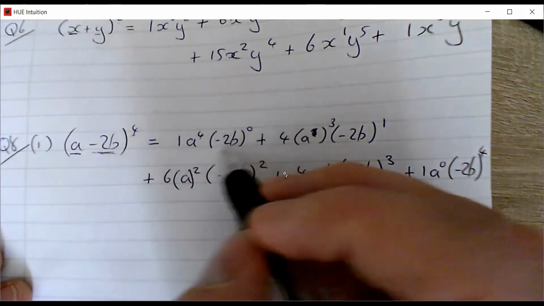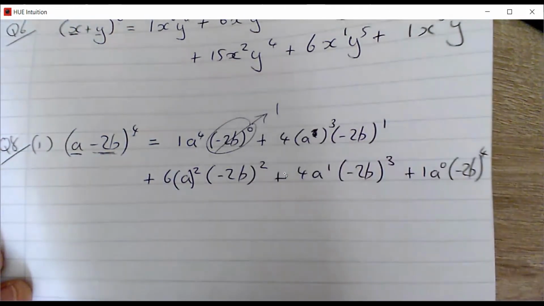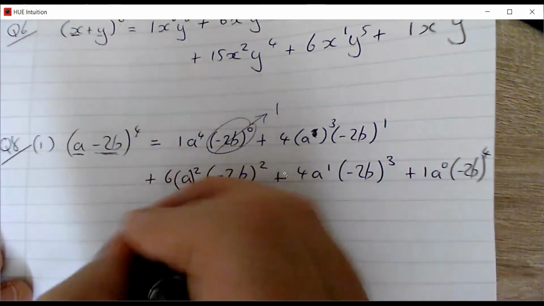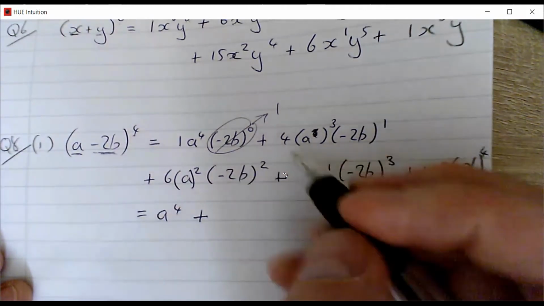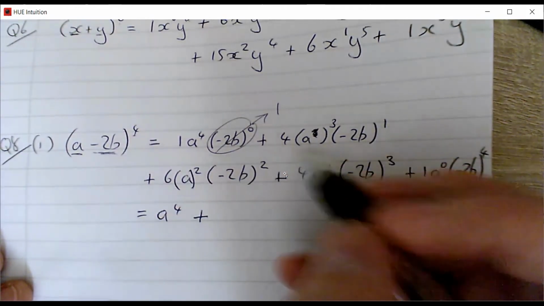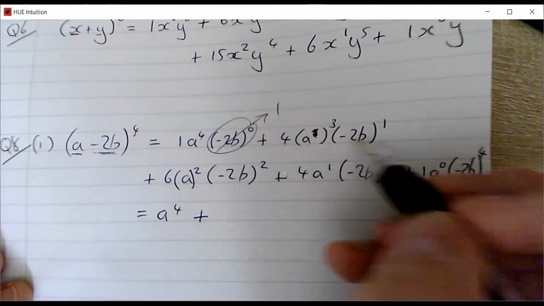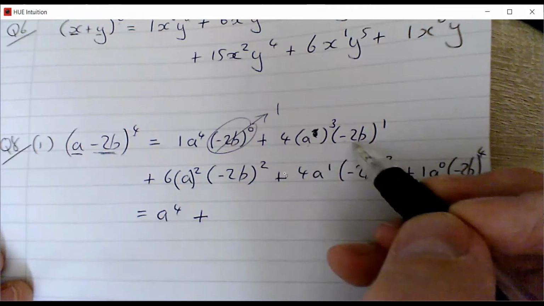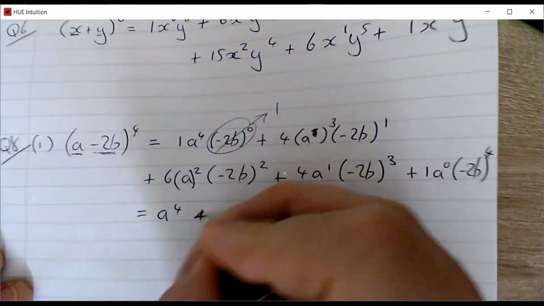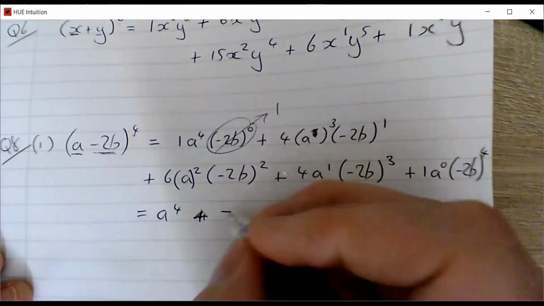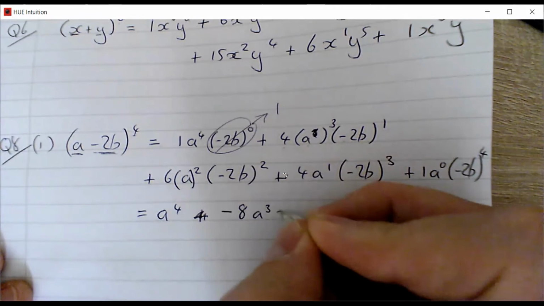1 times a to the 4 times that number is just 1, as is any number to the power of 0. Well, that's going to be a to the power of 4 plus 4a cubed times minus 2b to the power of 1. Well, that's minus 2b. Okay, power of 1 doesn't change it. So that's going to be minus 4 times minus 2 is minus 8 a cubed b.